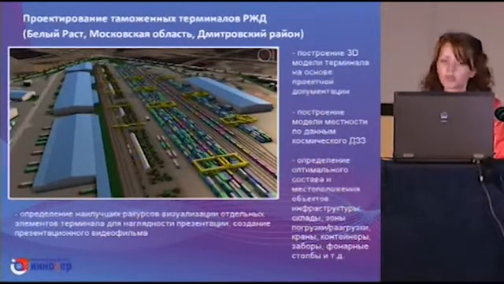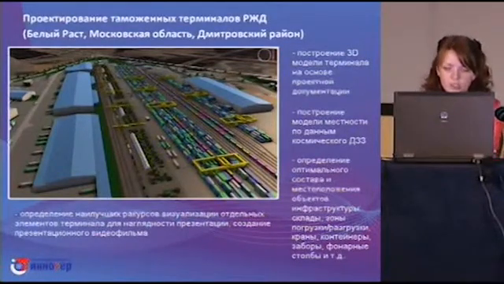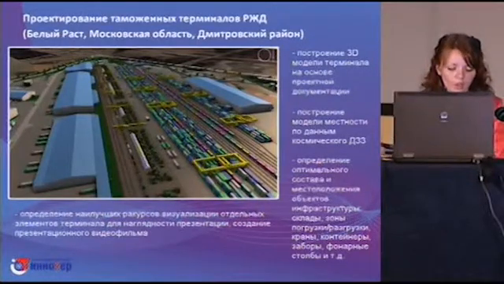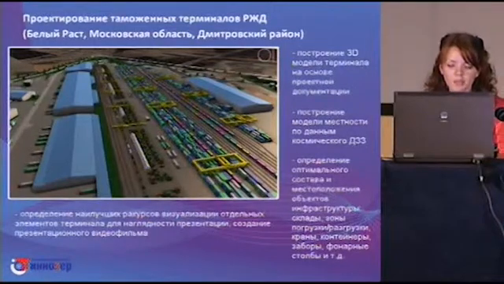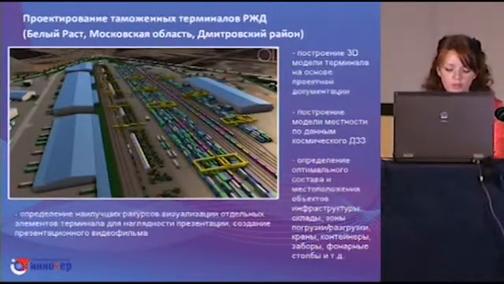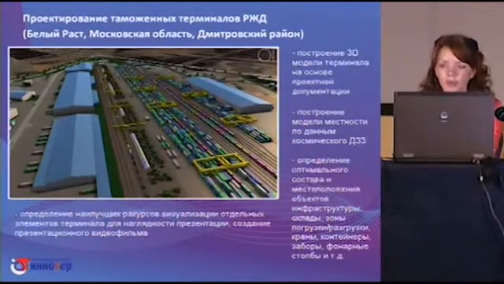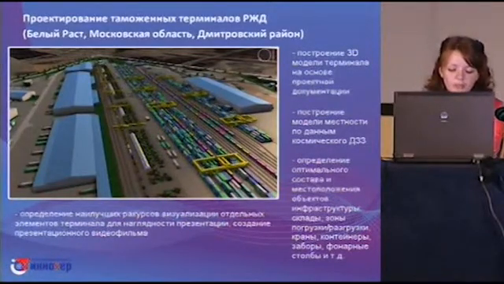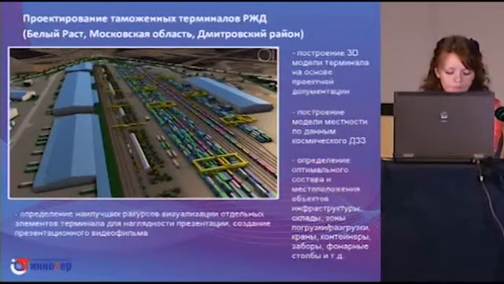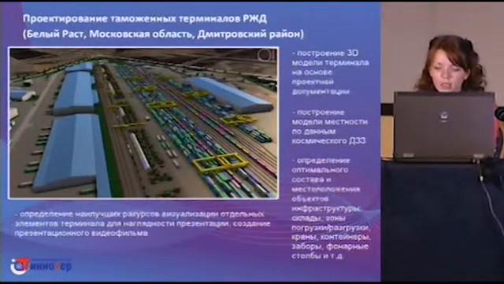The next project is designing customs terminals for a railroad station, for Russian Railways. Russian Railways have a program calling for the creation of about a dozen terminals across the country. A 3D model was created for the territory of the village Belyi Rast in the Moscow region to design one of such bonded terminals. What was the objective here? That is to build a 3D model of the terminal based on the project documentation, build a digital terrain model based on remote sensing data, and choose the best location for the terminal.